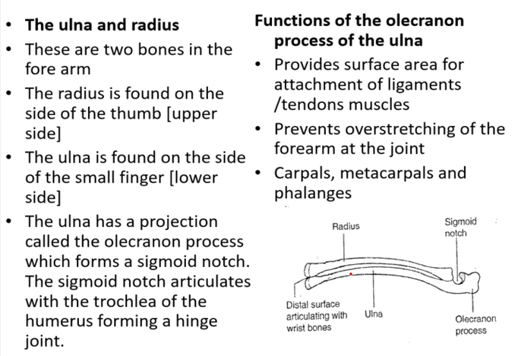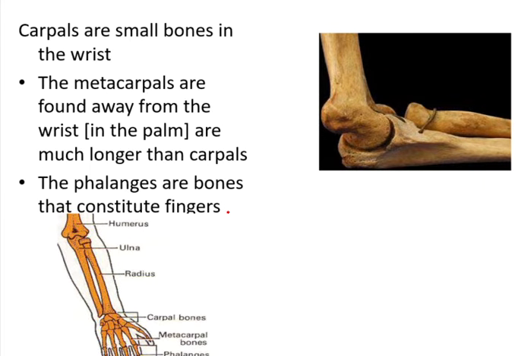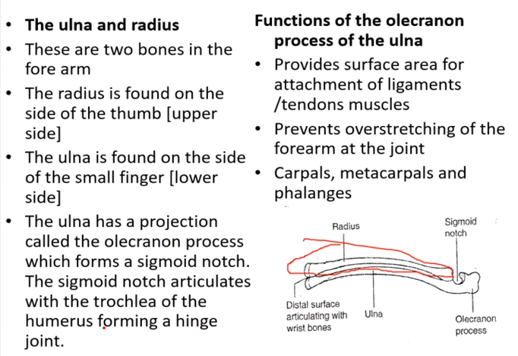Let's look at the ulna and radius. These are two bones in the forearm. The radius is found on the side of the thumb. We have the radius here, found on the upper side. As you can see here, the radius is found on the upper side, on the side of the thumb here. Then the ulna is found on the lower side and on the side of the shortest finger. That is the ulna.